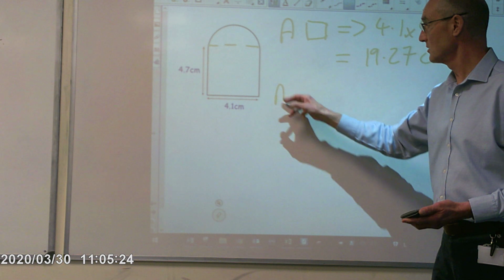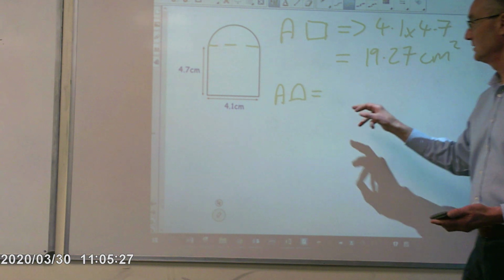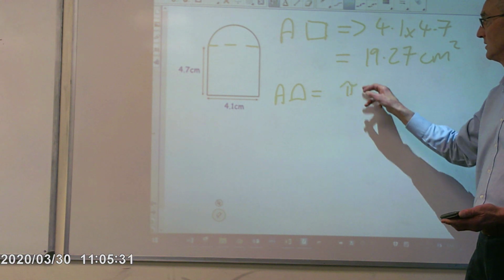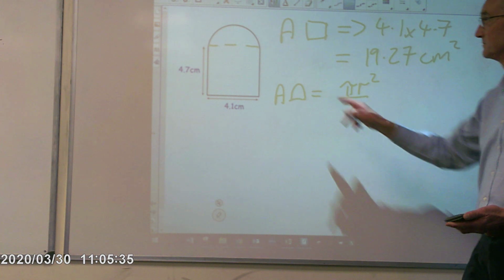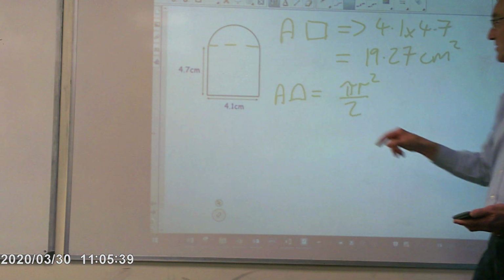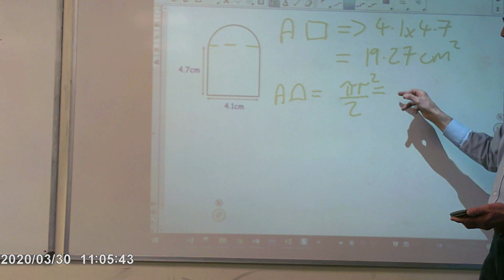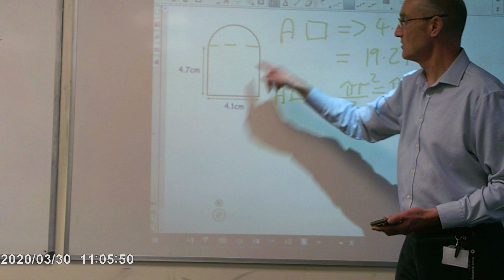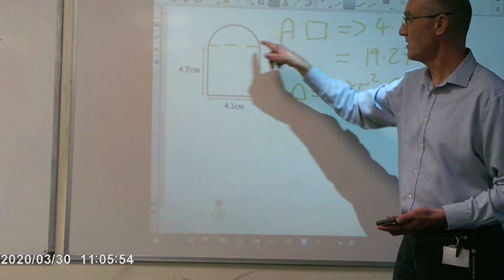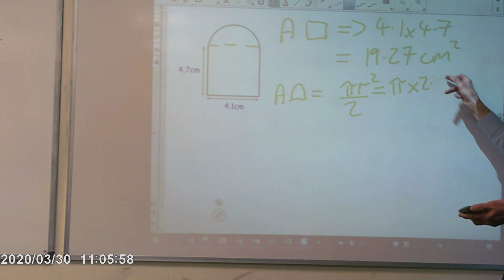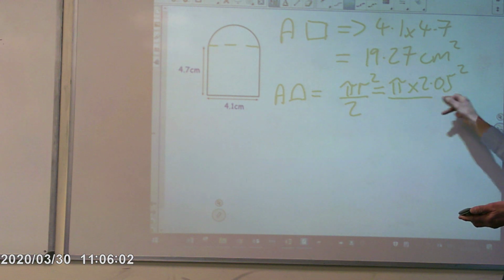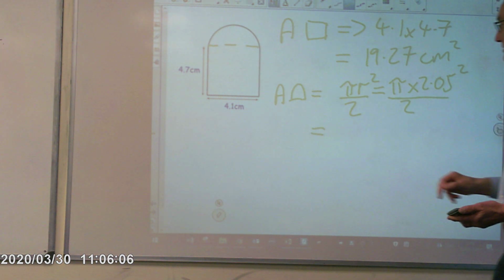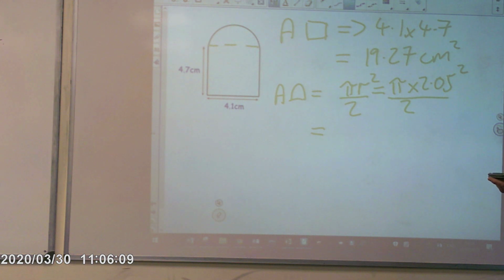What about the area of the semicircle? The area of the semicircle, pi r squared divided by 2. So the whole circle would be pi r squared, but we're only dealing with half of that, so it's pi r squared divided by 2. Pi. What is r? The diameter of that circle would be 4.1 centimetres, so the radius, the value of r, is half of that 4.1. So it's 2.05 squared, and then divided by 2. So let's do that calculation. So I've got 2.05 squared multiplied by a value of pi, and then divided by 2.